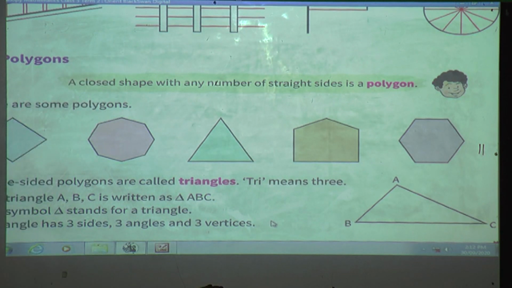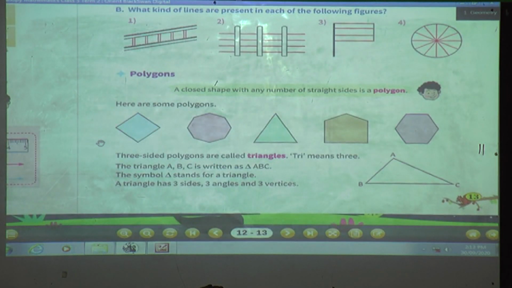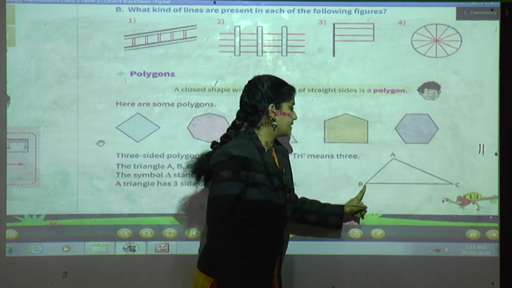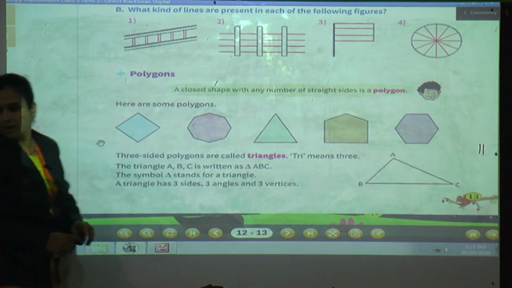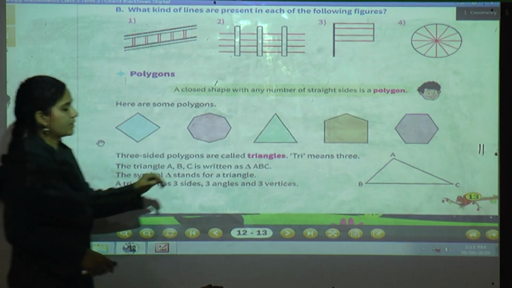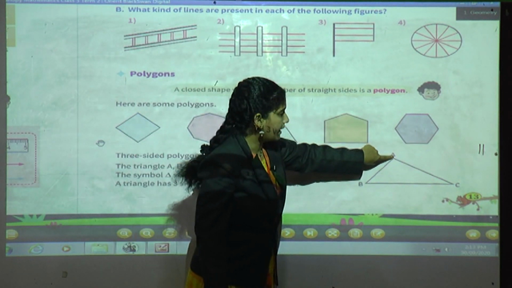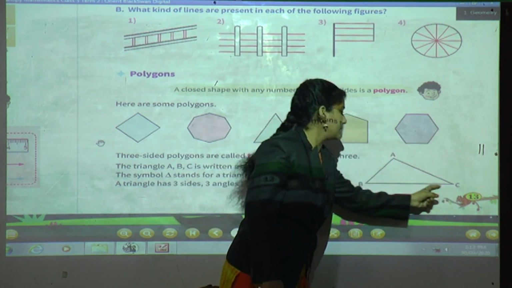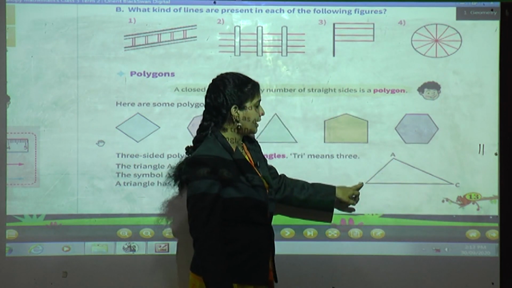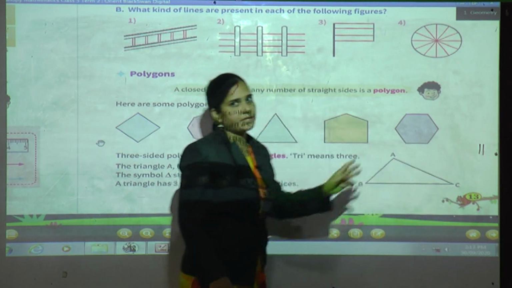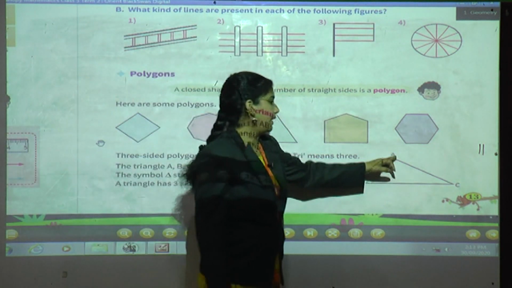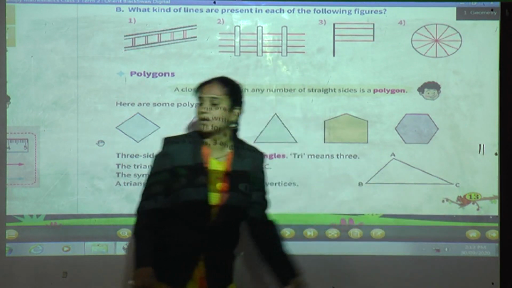Now, a triangle has three sides. You can see here, side AB, side AC and side BC. The triangle also has three angles: angle ABC, angle ACB and the third one angle BAC. Like this they have three angles and three vertices. The vertices are A, B, C.